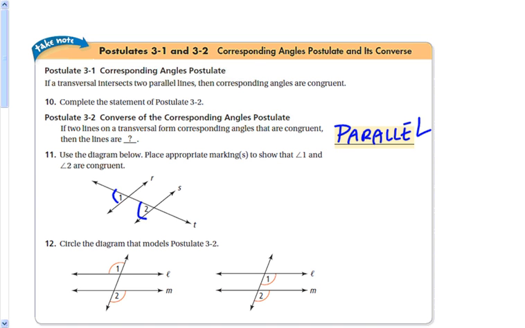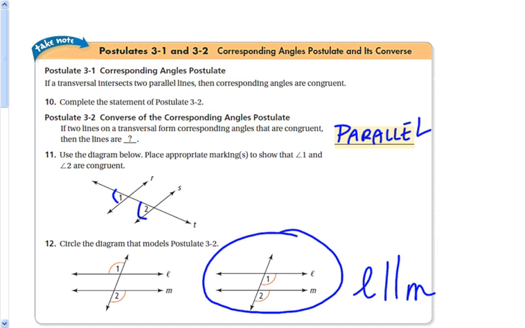The diagram that models postulate 3.2 is the second one here, where you have corresponding angles. Angles 1 and 2 are corresponding angles, and if those two angles are congruent, then L is parallel to M.